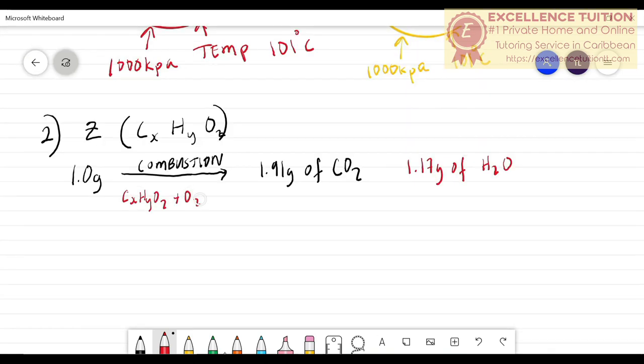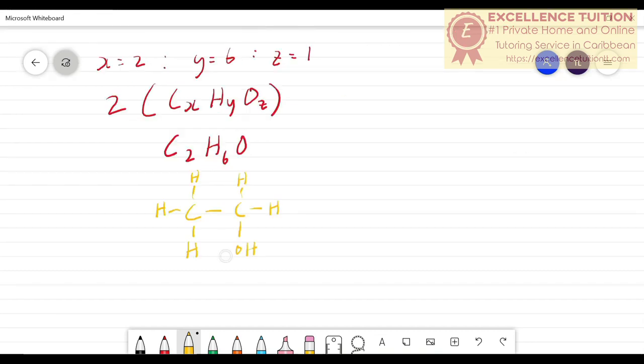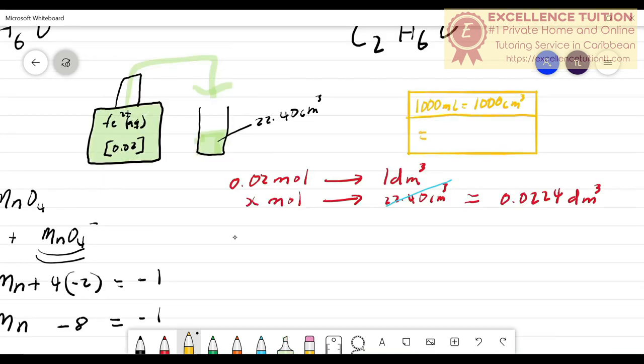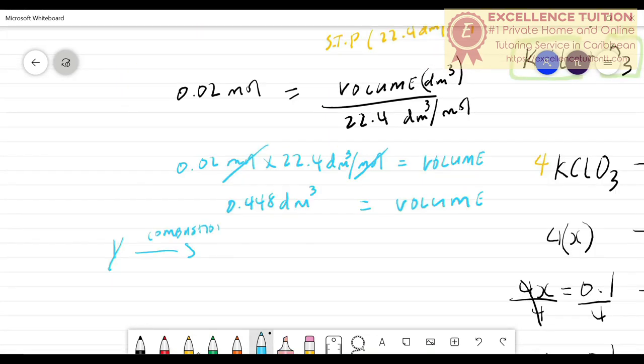We have a fuel reacting with oxygen. Out of the 1.91 grams of CO2 that was collected, 0.52 grams is carbon. So in this case, the empirical formula and the molecular formula are the same because both of these are equal to 1 dm. So it's 2 here and 2 there and equal balance, right? In excess oxygen, and it's going to produce 0.448 dm³ of CO2 gas.